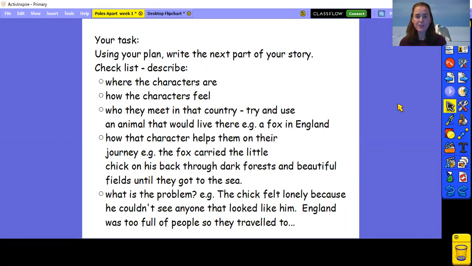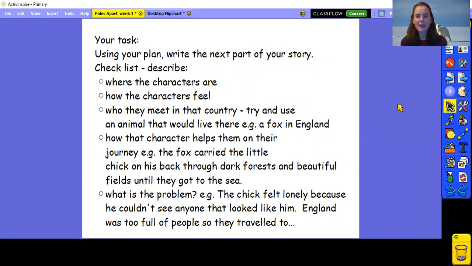I've decided that maybe the chick felt a bit lonely because wherever he looked, he couldn't see any other penguins, just people everywhere. So I've written, the chick felt lonely because he couldn't see anyone that looked like him. England was too full of people, so they travelled to... and then I'll be going on to my next country. But maybe your characters might have an even more difficult problem to solve. Maybe something happens to them on their journey.